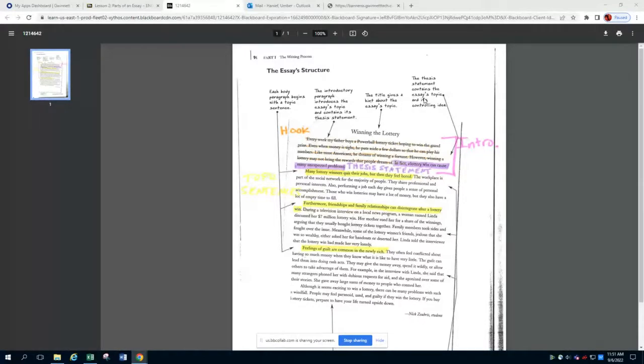Each body paragraph starts with a topic sentence, and that topic sentence tells me what that paragraph is about. So here, this paragraph, can you guys see my arrow? This whole paragraph is about people who get bored when they quit their job because they won the lottery. This whole paragraph is about how people who win the lottery lose their friends and families. This whole paragraph is about how people who win the lottery feel guilty.